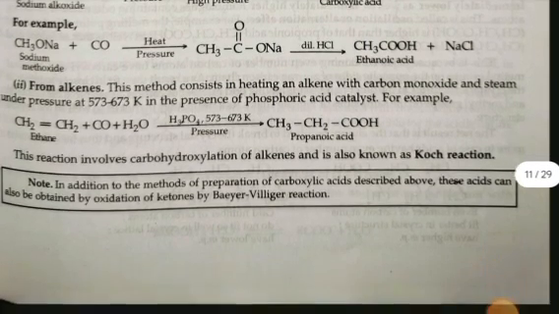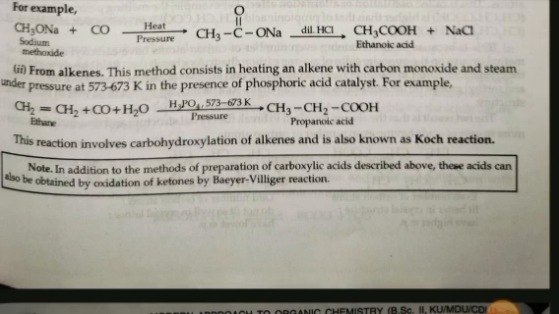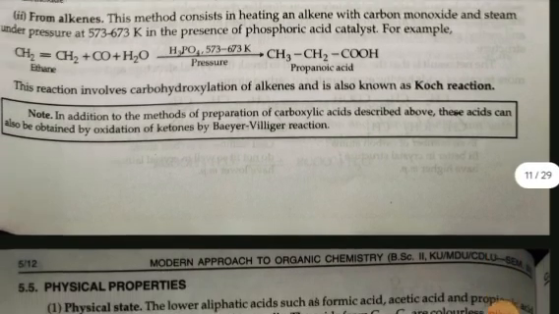Second is from alkene. This method consists in heating an alkene with carbon monoxide and then steam under pressure at 573 to 673 Kelvin in the presence of phosphoric acid catalyst. For example, ethene plus CO plus H2O in the presence of H3PO4 at 573 to 673 Kelvin temperature and pressure gives rise to propanoic acid. This reaction involves carbohydroxylation of alkene, and it is also known as Koch reaction.